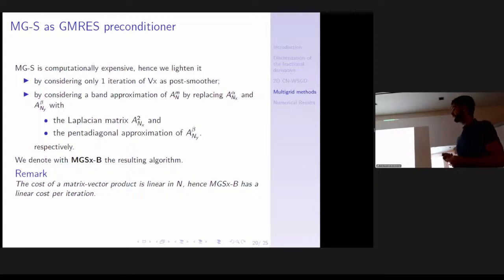Then we replace the coefficient matrix with a block band approximation by replacing the fractional derivative operator with a pentadiagonal approximation when the fractional derivative is close to 1, or the Laplacian when the fractional derivative is close to 2. Each iteration of MGS has a linear cost due to the band approximation of the coefficient matrix.